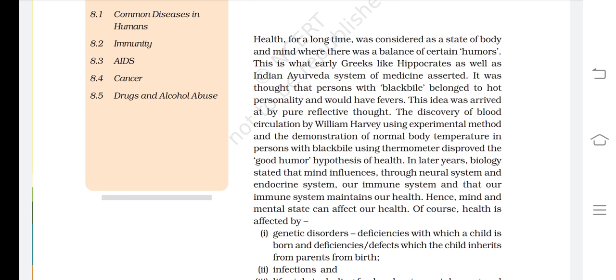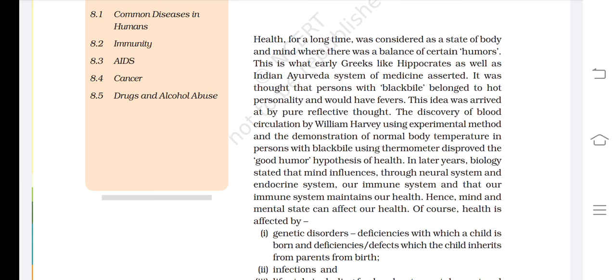The discovery of blood circulation by William Harvey using experimental method and the demonstration of normal body temperature in persons with black bile using a thermometer disproved the good humor hypothesis of health. In later years, biology stated that the mind influences, through the neural system and endocrine system, our immune system, and that our immune system maintains our health. Hence, mind and mental state can affect our health.